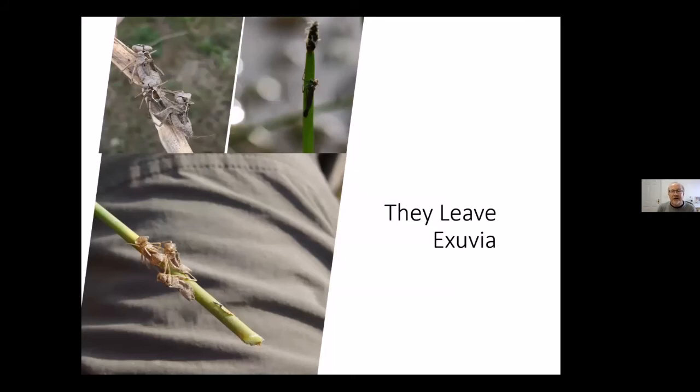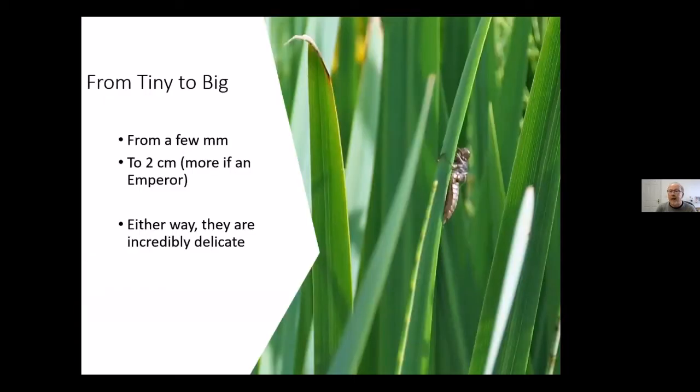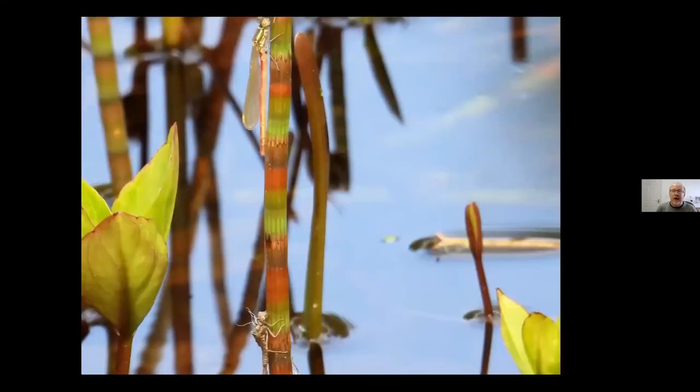That's the exoskeleton. They're very useful for us to know about because it proves that they're breeding in that particular pond or stream. But that's what you're looking out for on vegetation, and that means there is a dragonfly around and it's just left its exoskeleton behind. And those exuvia can be tiny, a few millimeters up to 2 centimeters or more. They're very delicate either way. It sometimes is very helpful because it helps us to identify the species of the exuvia.